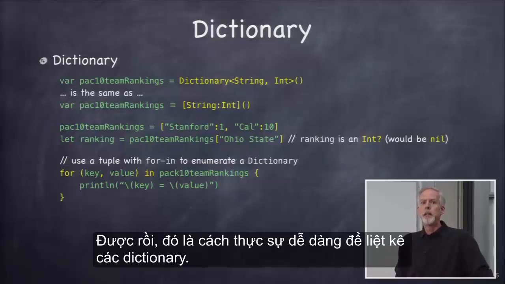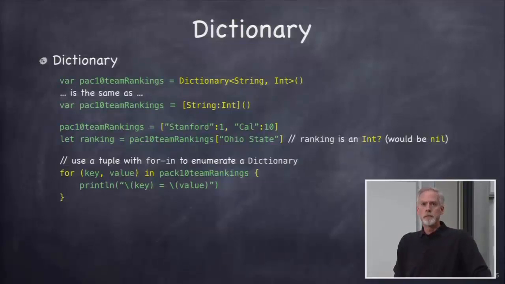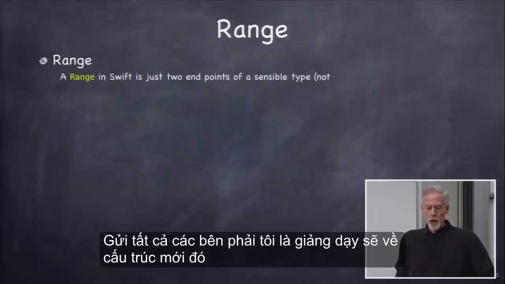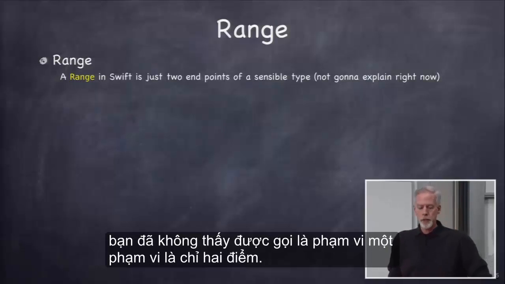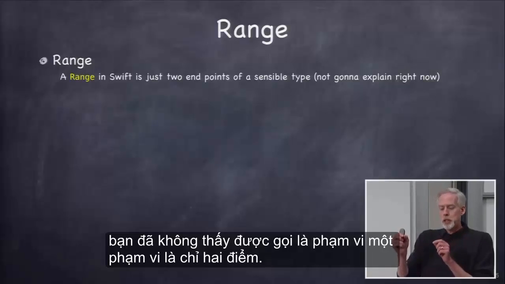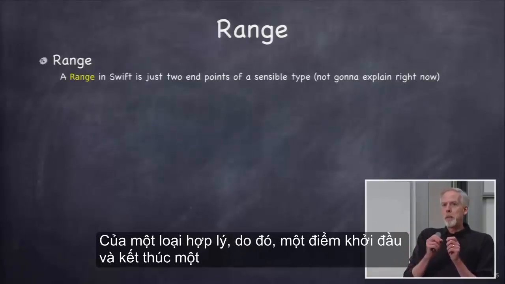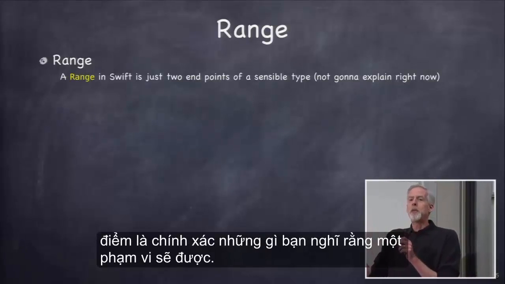Okay, so that's a really easy way to enumerate dictionaries. Make sense? All right, I'm going to teach you about a new struct that you haven't seen called range. A range is just two points of a sensible type. So a starting point and an ending point.